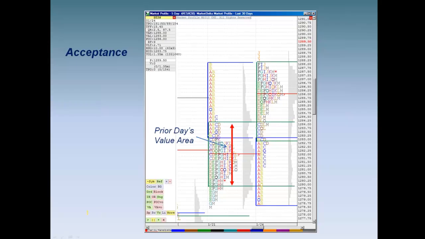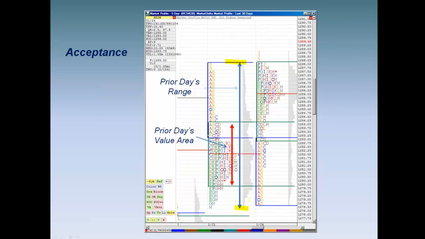Let's take a look at an example together, and it'll make these points more clear. Let's begin by identifying the value area for the prior day, and the red arrow here indicates the prior day's value area. But what we're talking about really is not the value area. What we want to look at more closely is the actual day's range, and the day's range is all the way from the high down to the low.